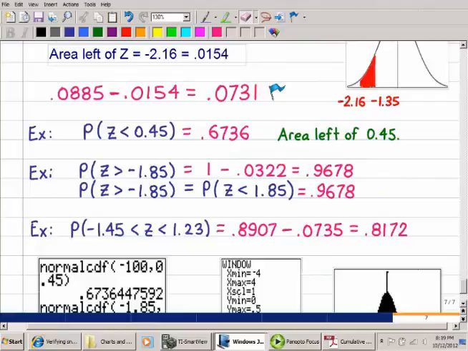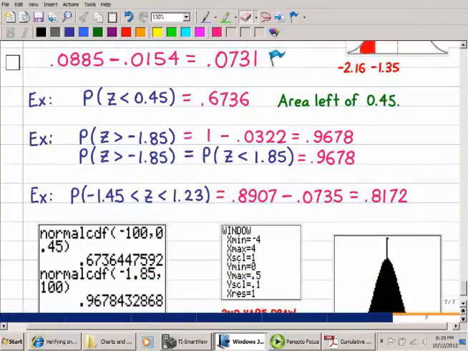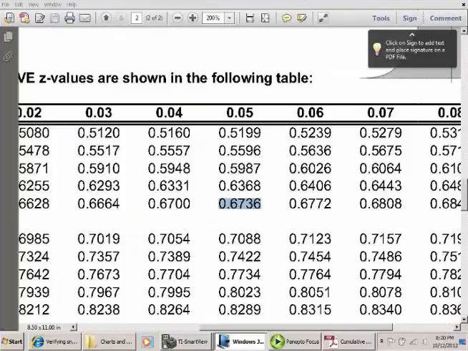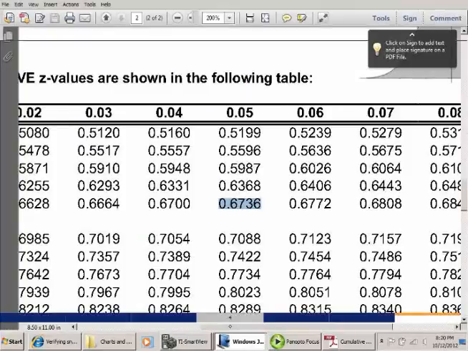Now the last portion of this is just rewriting these questions as probability questions. Probability is the same thing as area. So finding the probability that z is less than 0.45 means you're looking up the area under the curve for 0.45. Area left on the chart, you would get 0.6736. So 0.45 would be right here, 0.6736. So that probability is area.